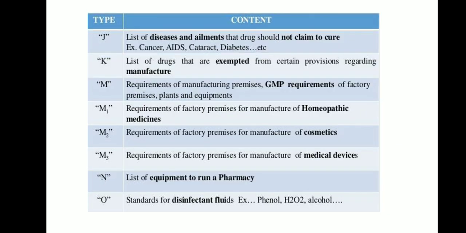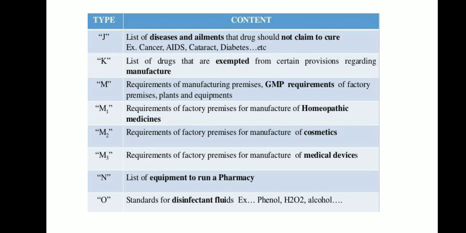Schedule J means the diseases and ailments that a drug should not claim to cure. Examples are cancer, AIDS, cataract, diabetes. They are the list of diseases that a drug should not claim to cure. That is Schedule J, list of diseases. Schedule K, we already talked regarding the provisions. It is the list of drugs that are exempted from the provisions of manufacture.